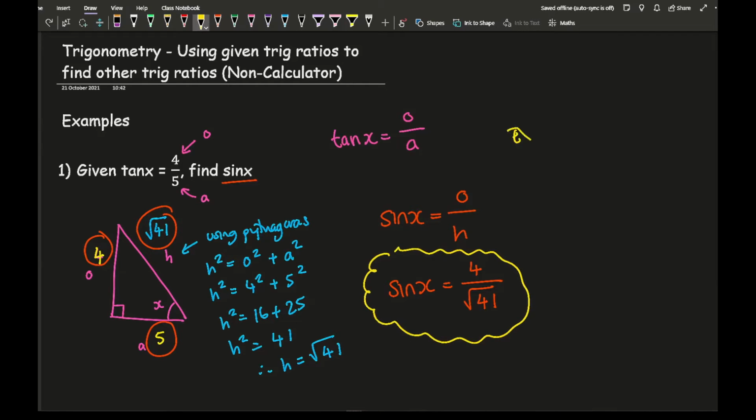Now as an extension, if I wanted to work out what cos x was, well, cos x is equal to the adjacent over the hypotenuse. So again, looking at the triangle, I've got that cos x is going to equal the adjacent, which is 5, over the hypotenuse, which I've worked out to be root 41.